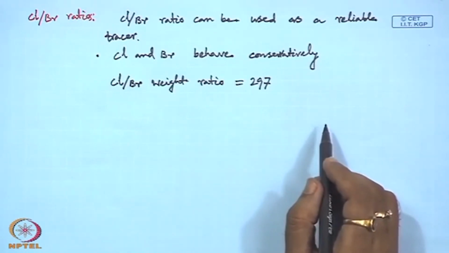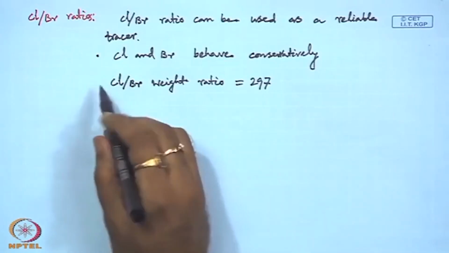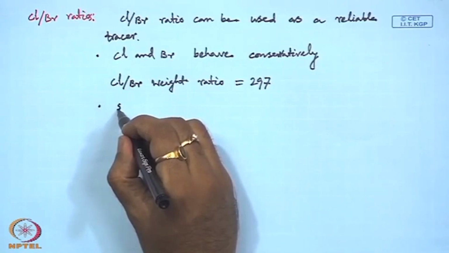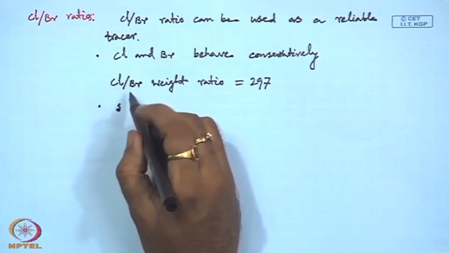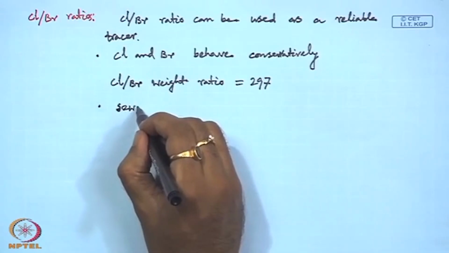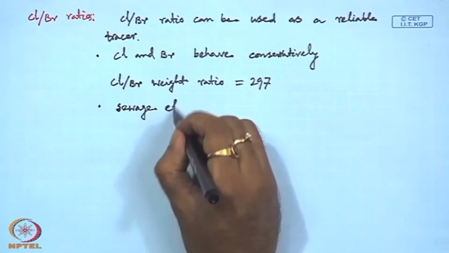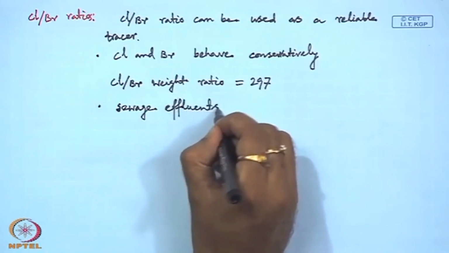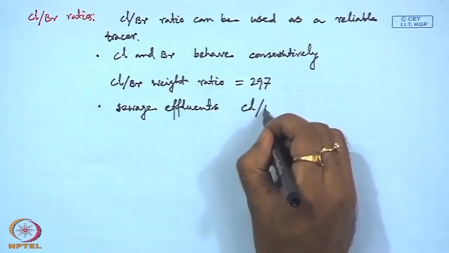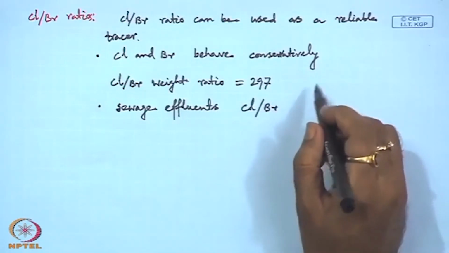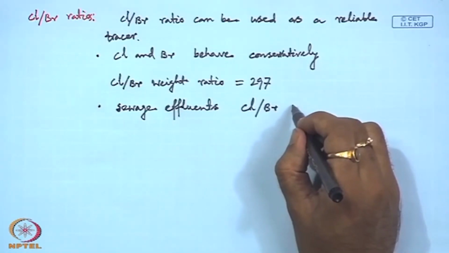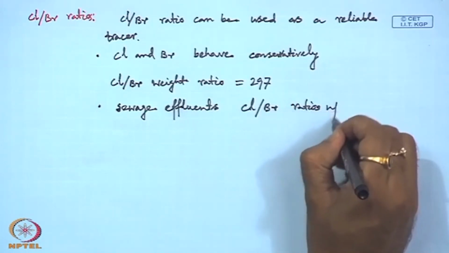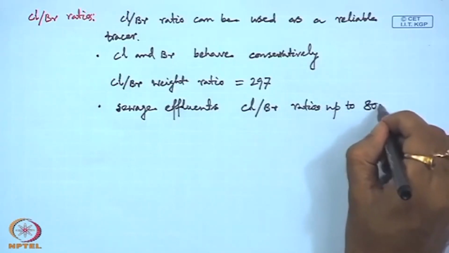For anthropogenic sources like wastewater effluent or sewage effluents, this Cl to Br ratio is up to 800.